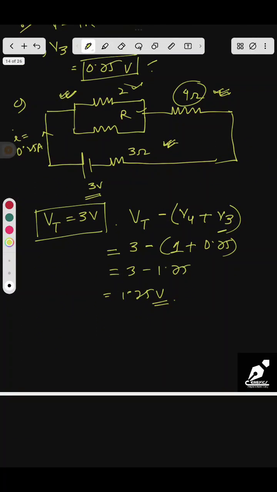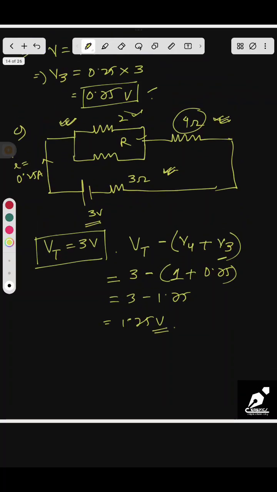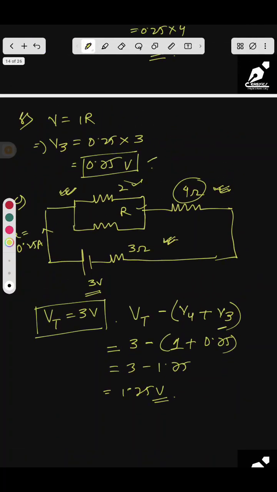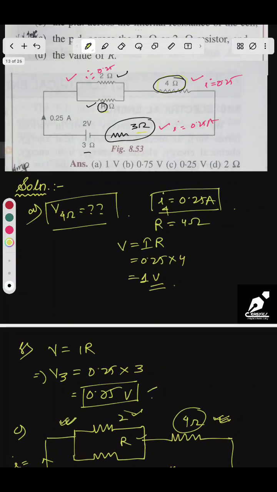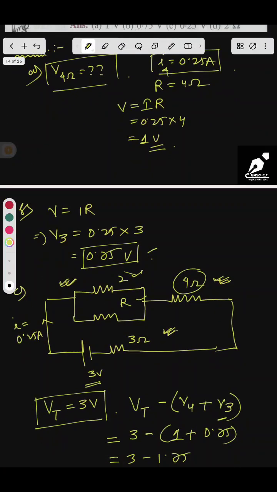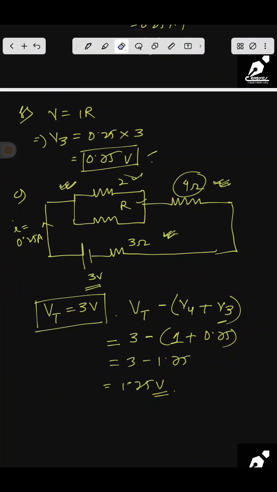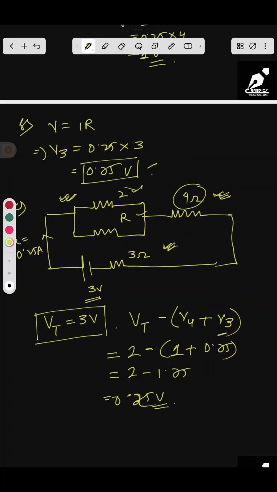Have I done any calculation mistake? Let me check for a while. I'm extremely sorry. The battery is having a voltage of 2 volt only. So this will be 2 volt, and it will be 2 minus 1.75, 0.25 volt. It is having 2 volt, not 3 volt, as given in the question. Battery is giving 2 volt.